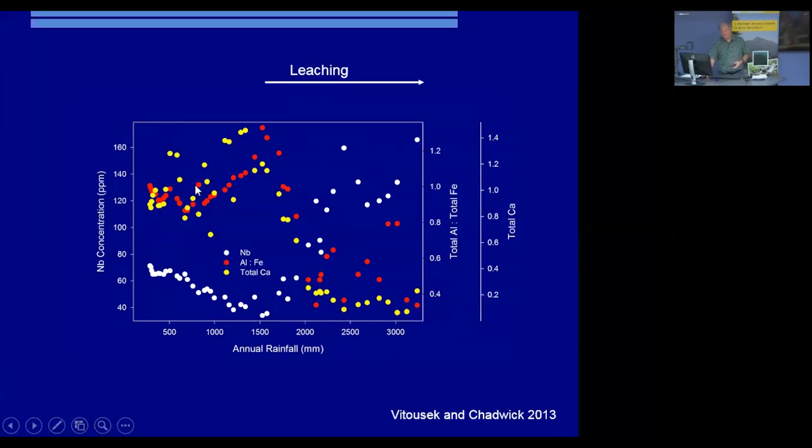For calcium, a highly mobile element, you don't lose much as you go from the wettest sites to mesic sites, but then you lose almost all of it. As you can see from total calcium, we're down to near 0 in the wetter sites, again with a striking threshold between the calcium abundant and the calcium depleted sites.